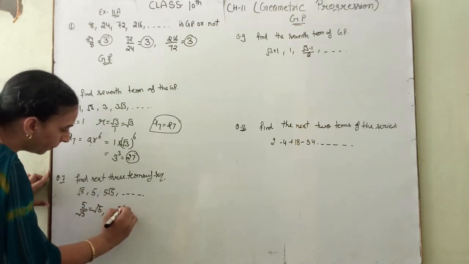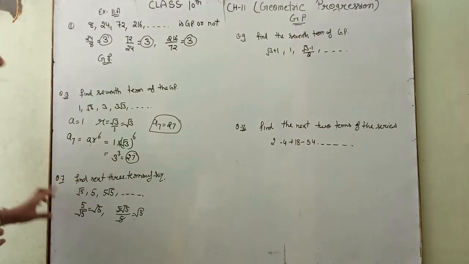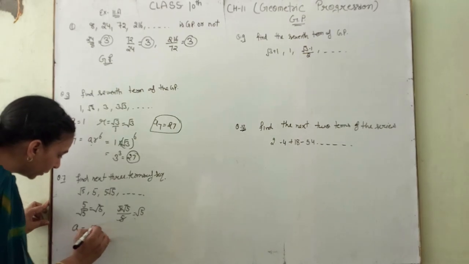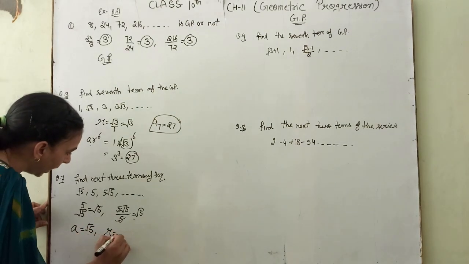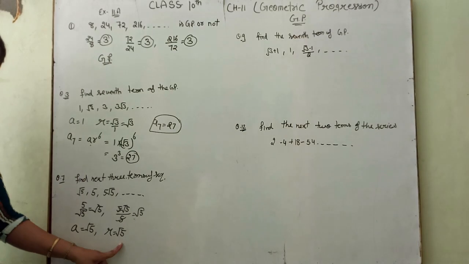Okay. Next, 5 root 5 divided by 5 also equals root 5. Then this is a GP. The first term of the GP is root 5 and the common ratio r is root 5. First term also root 5 and common ratio also root 5.